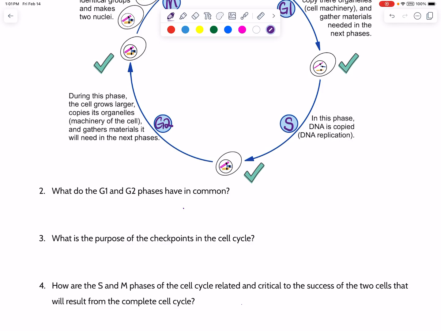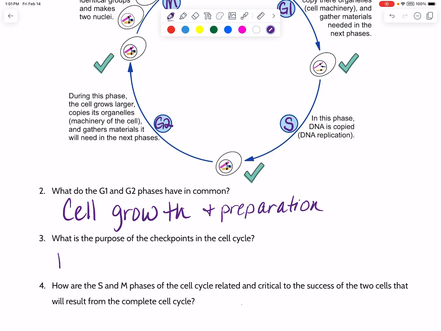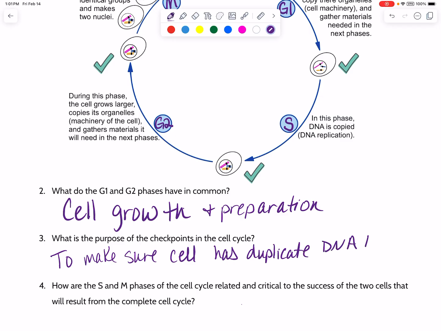So the G1 and G2 phases both have in common cell growth. That cell is really trying to grab all of the resources it needs. So it's cell growth and preparation for that DNA and for that duplicate copy to be made. The checkpoints really are to make sure the cell has duplicate chromosomes or DNA and all the resources it needs, right?